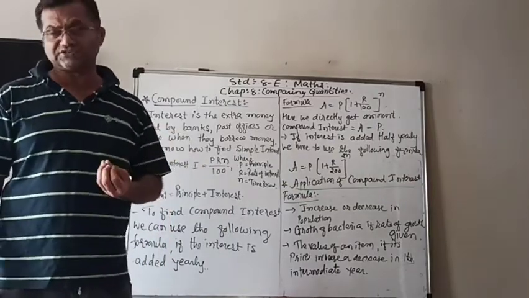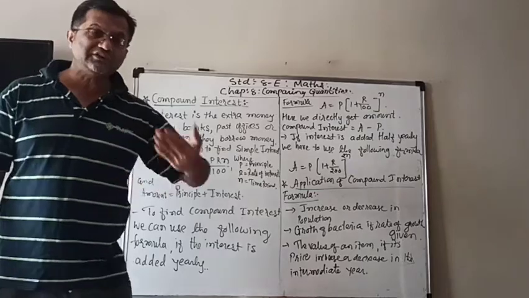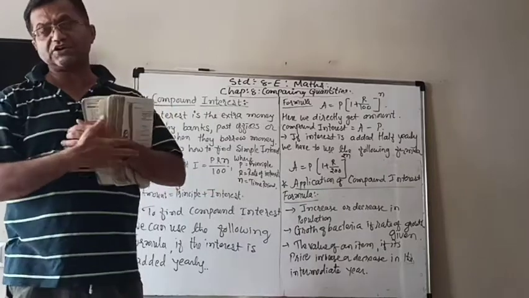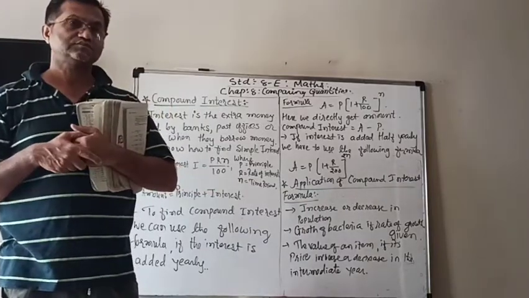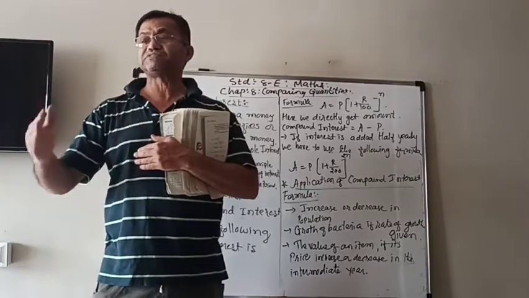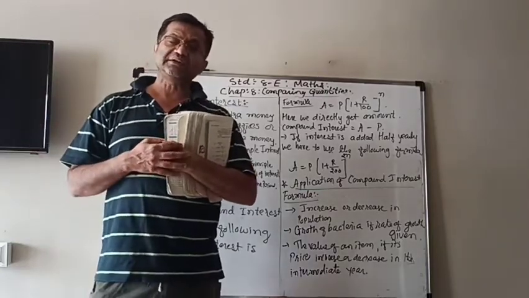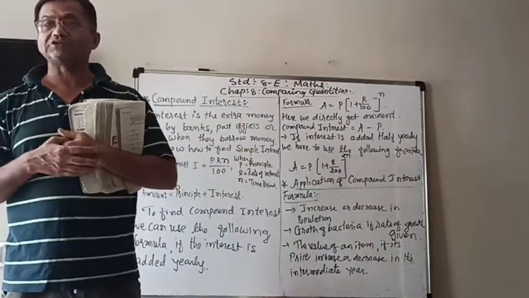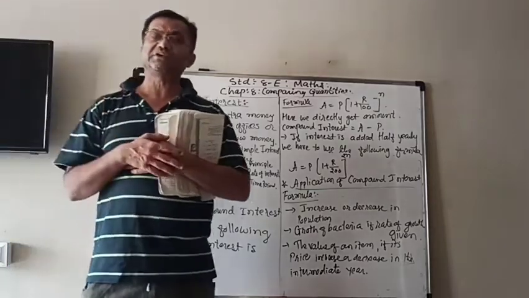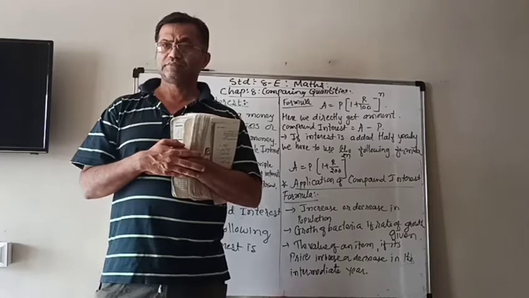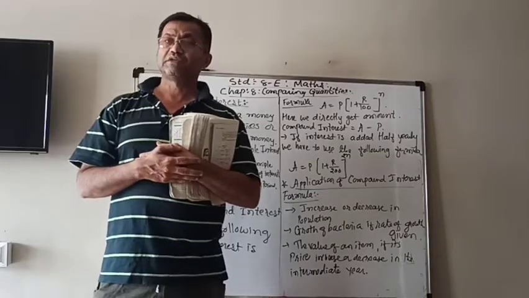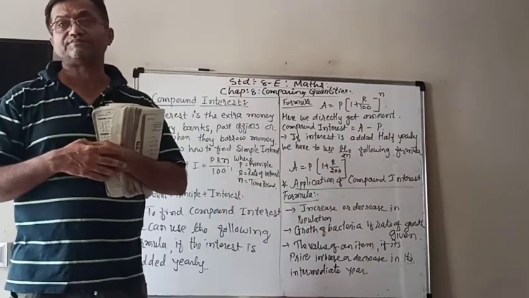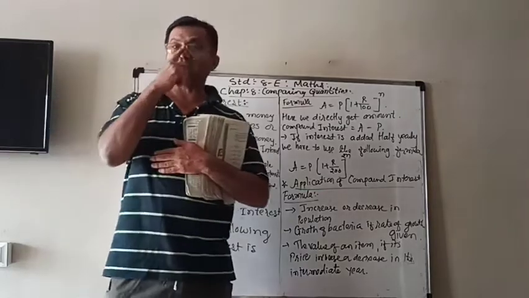But in compound interest, as I told you, every year your simple interest is counted and it is added to your principal. So for 3 years, you have to count 3 times. But instead of counting 3 times separately, we can use the formula to find the compound interest. When we use the formula, you directly get the amount. That you have to keep in mind. By the formula, we will find the amount directly.